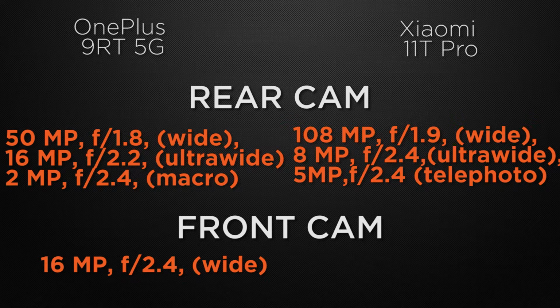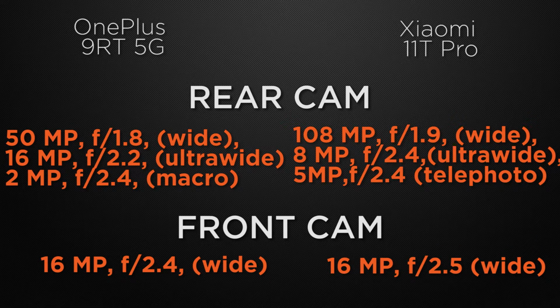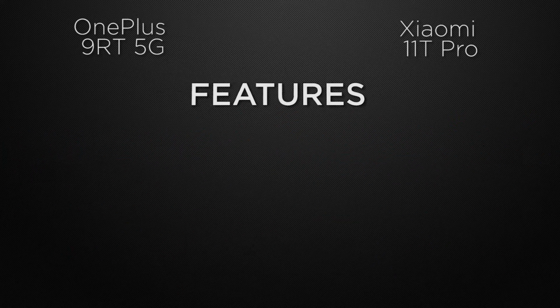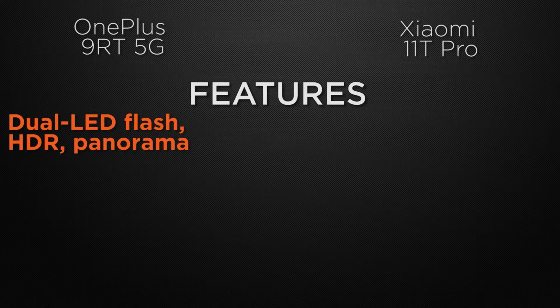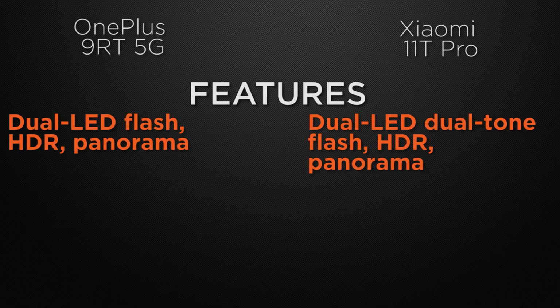Let's talk about the selfie camera of the devices. 9RT has a 16 megapixel wide camera, whereas 11T Pro has a 16 megapixel wide camera. So the winner here is 9RT because it has a low aperture which can take low noise photos in low light conditions. Let's talk about the camera features of the devices. 9RT has dual LED flash, HDR and panorama, whereas 11T Pro has dual tone dual LED flash, HDR and panorama. So the winner here is 11T Pro because it has dual tone dual LED flash.